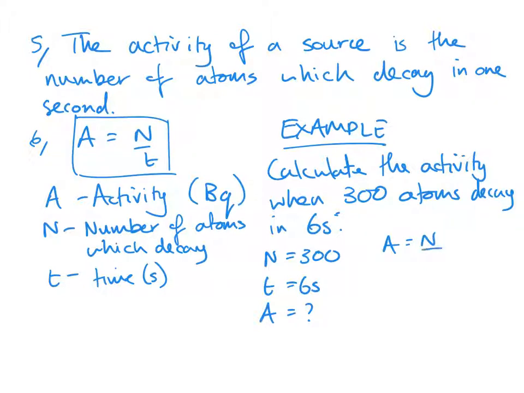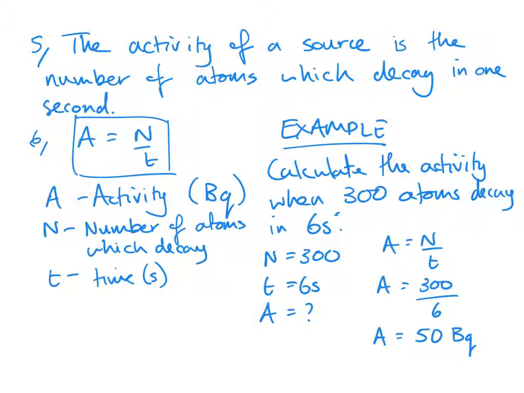The formula then, A equals N over T. N is 300, T is 6. A simple calculation, and the units, remember then, Bq, becquerels.